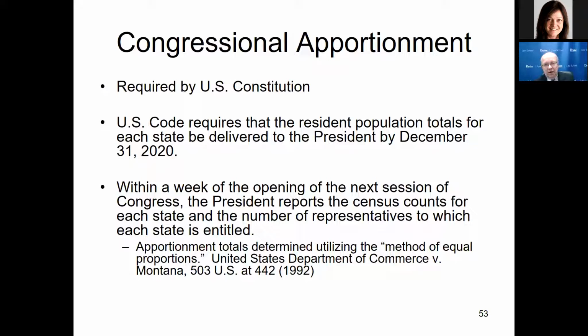As you can tell, however, that December 31, 2020 deadline has been passed. And so far, that information is yet to be delivered to the president for delivery to Congress. And we'll discuss a little bit about that later on in the presentation. But that's a requirement under the United States Code.